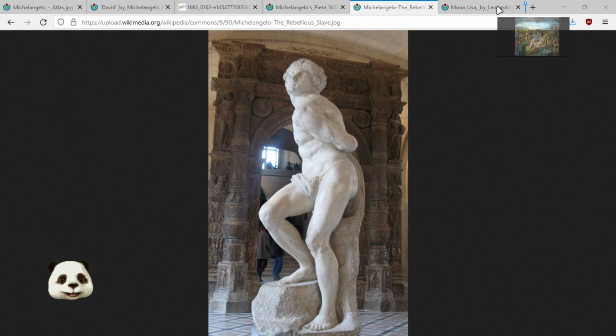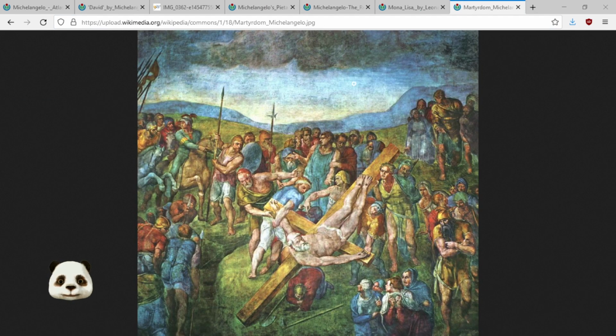Another interesting one. I think this is Marty Dom or something. I don't remember exactly the name, but again, very uncomfortable positions, very tense. Everybody looks grumpy. And this is in a way a reflection of Michelangelo's life because he was always in conflict about his ideas.